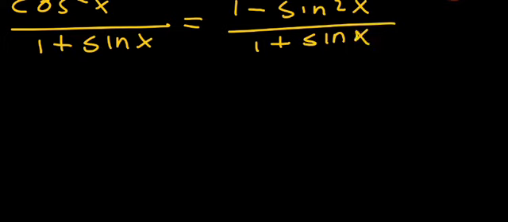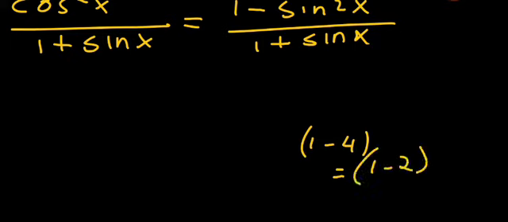So 1 minus sin squared x, we can simplify or expand it using the difference of two squares, right? So for example, if you've got, let's say, 1 minus 4, we can write it as 1 minus 2 times 1 plus 2, right? So we can write it as that to give us the same thing. The same applies here.